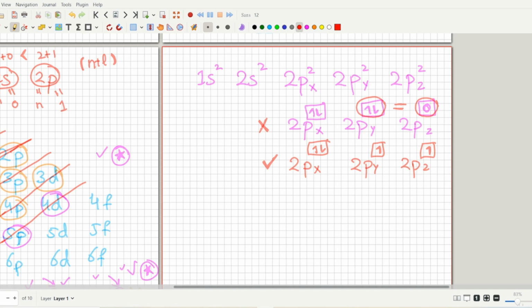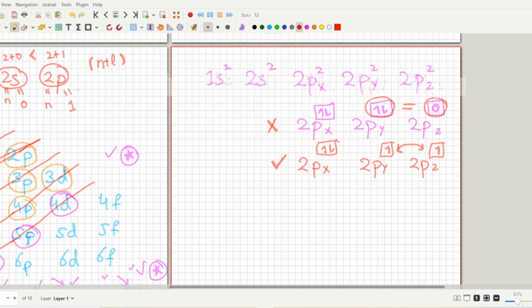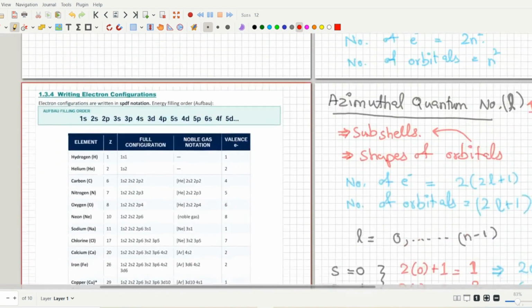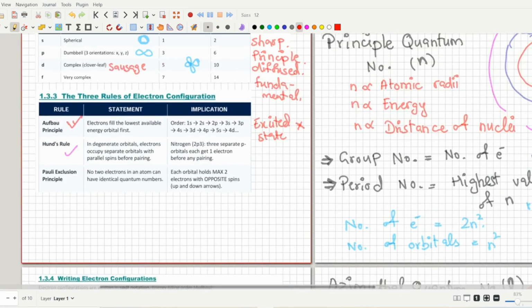To stabilize the whole atom, they balance out the number of electrons, with 1 electron here and 1 electron here. That's what Hund's rule is telling you: there could be 2 electrons in the same orbital, but if there is an empty orbital, they will go to that separate orbital. The example here is nitrogen, which has 3 p electrons, so there will be 3 separate p orbitals, and each orbital will get 1 electron. No orbital will get 2 electrons, because that would be like discrimination against the other orbitals. So that's what Hund's rule is trying to tell you.